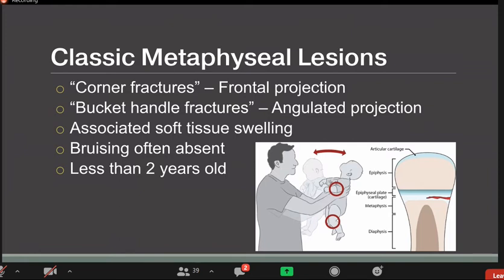So this usually occurs because of violent shaking of the infant, and we can see that the shearing forces cause a fracture of the metaphysis that is perpendicular to the long axis of the bone. This requires that the child is young enough to be shaken and also that the child doesn't have the ability to protect their extremities. So usually you'd see it in less than 2-year-old patients.